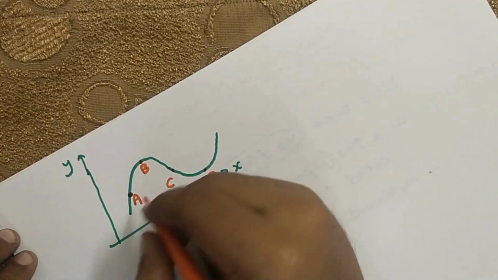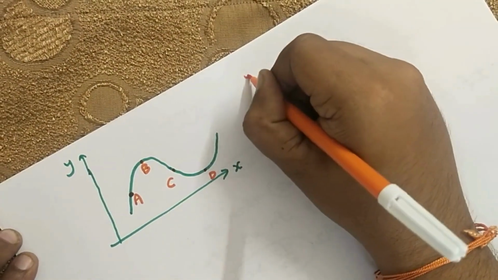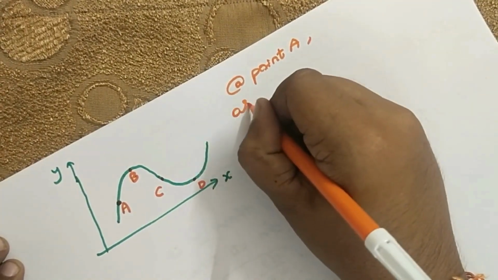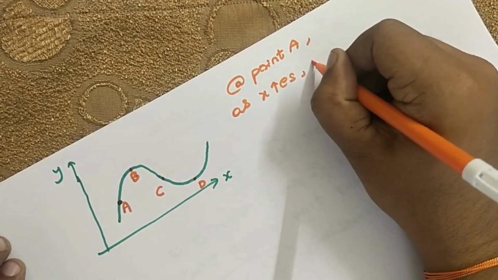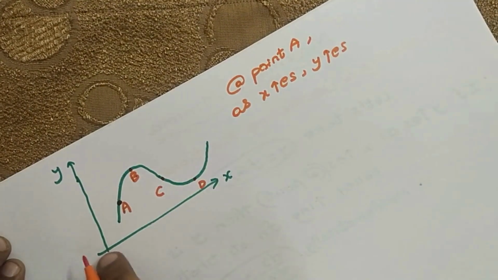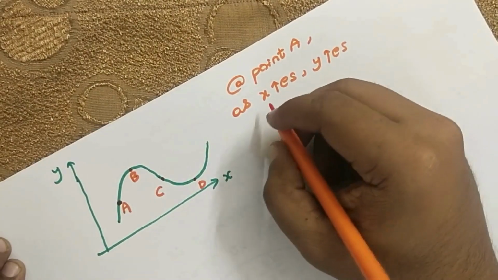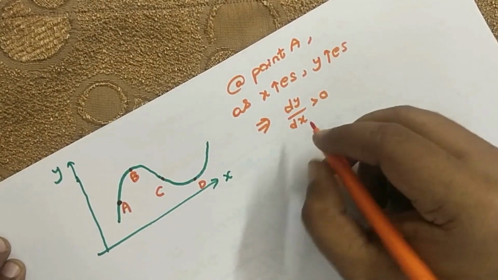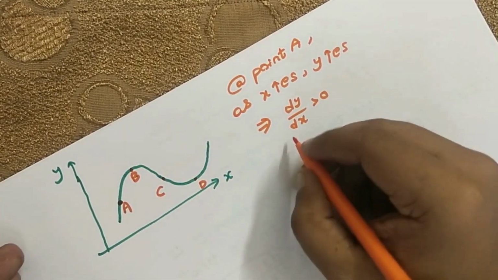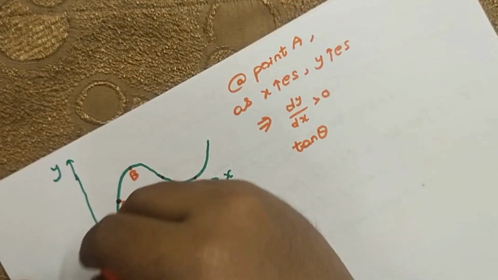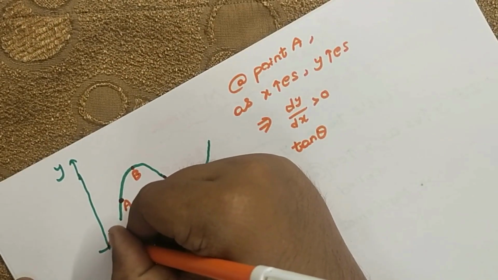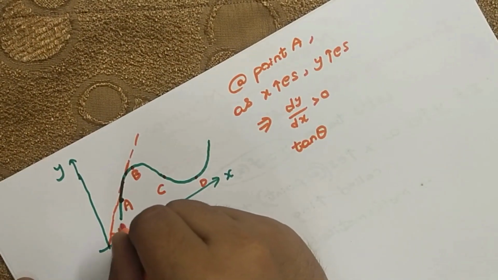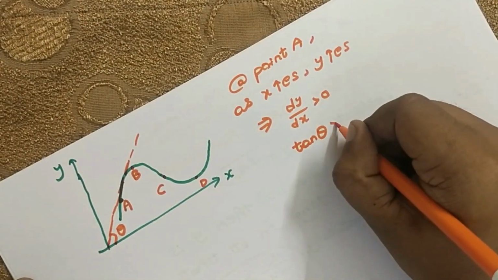Yes, at point a, as x increases, y also increases, right? As x is increasing, y is also increasing at point a, which implies dy by dx is greater than 0, right? Actually dy by dx means slope, and slope means tan theta. If we take one angle theta at point a, then tan theta is greater than 0.